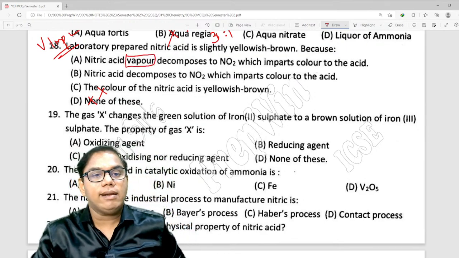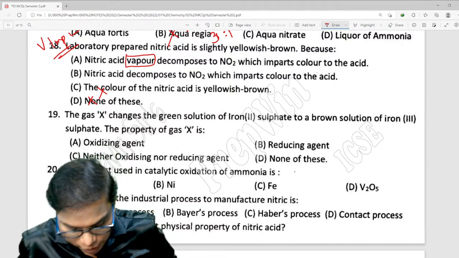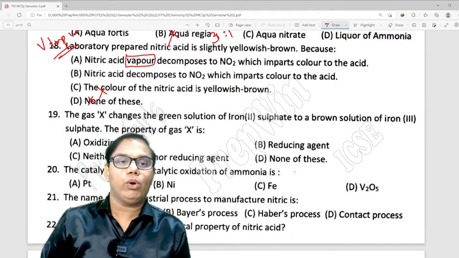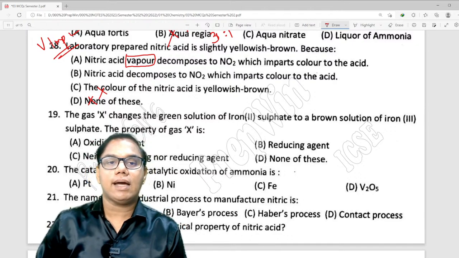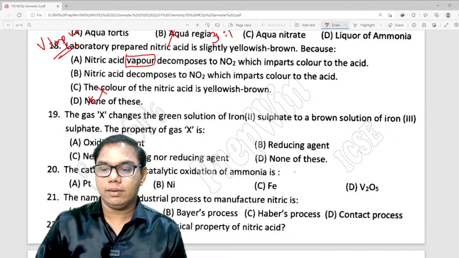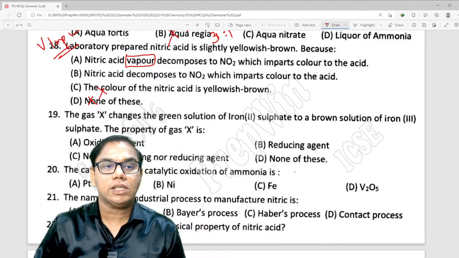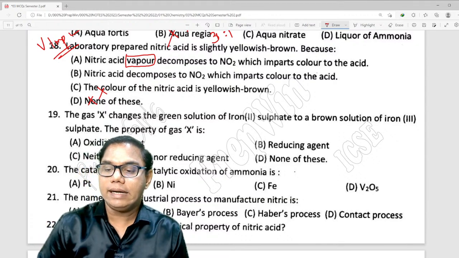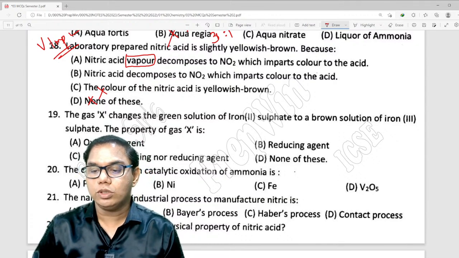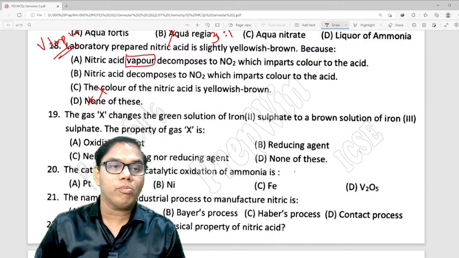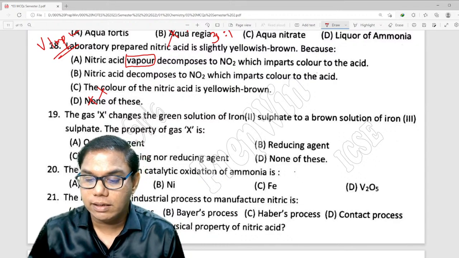So does nitric acid decompose to NO2? NO2 is a correct reason. Yeah, reddish brown gas, NO2. Wo impart karta hai, slightly yellowish brown color. But because of what? Because of decomposition of nitric acid or nitric vapor. You have to choose between two. Nitric acid or nitric vapor. Okay, give reason hoga to much easier. This is like it is very confusing.